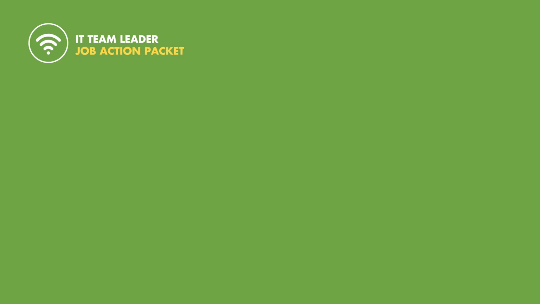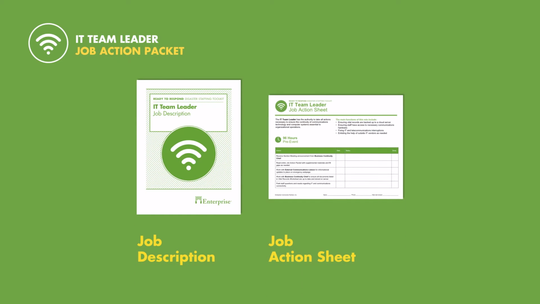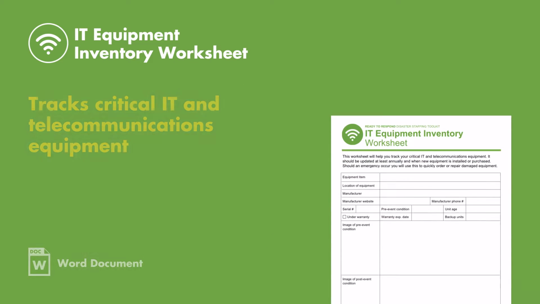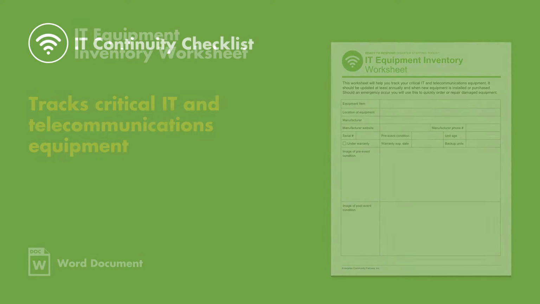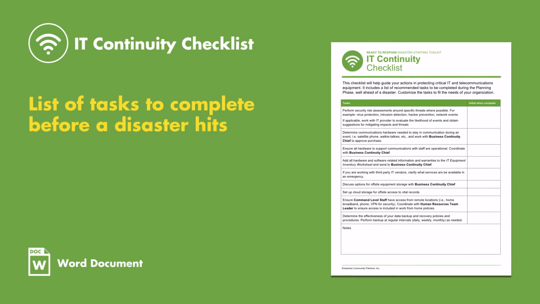In addition to the job description and job action sheet, tools to support the IT Team Leader's role include the IT Equipment Inventory Worksheet, which tracks critical IT and telecommunications equipment. It should be updated regularly and can be used to quickly order or repair equipment damaged if a disaster hits. The IT Continuity Checklist includes tasks to complete during the planning phase before a disaster hits.